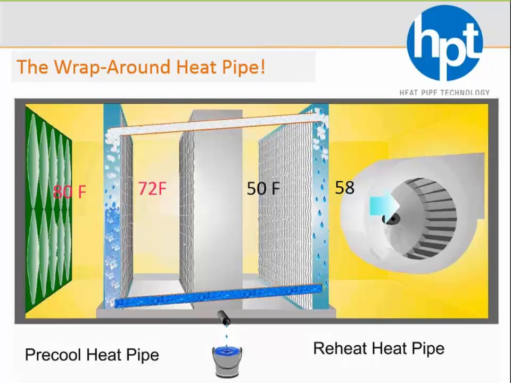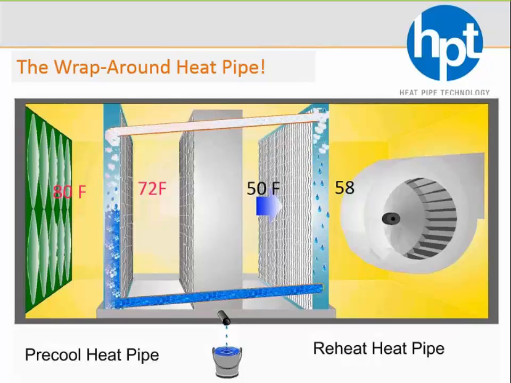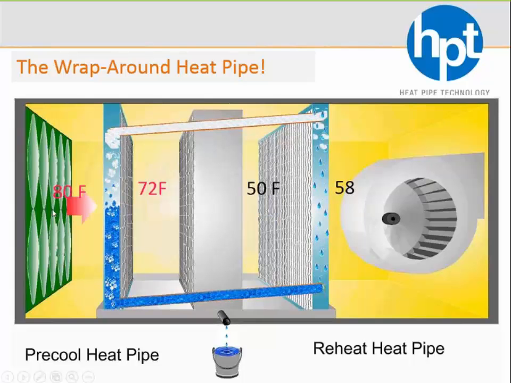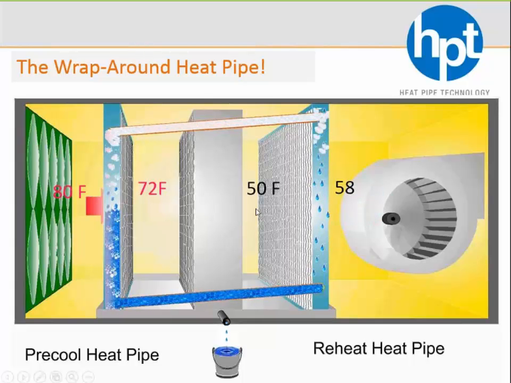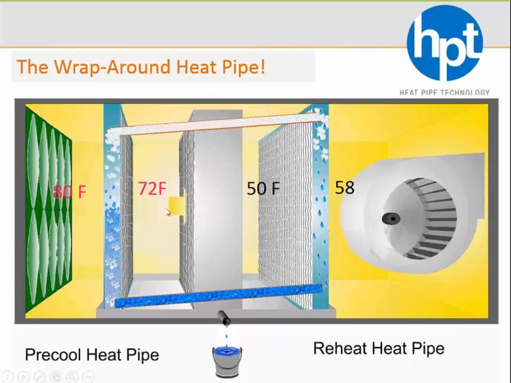So this is a schematic of a simple wraparound heat pipe, taking that same 80-degree outside air example. You're taking that 80-degree air, it's hitting the first heat pipe, which is our pre-cool heat pipe, and that air is being cooled down from 80 degrees to 72. Physically, refrigerant is changing phase, from liquid to vapor, flowing around the cooling coil to the second heat pipe, which is the reheat heat pipe. So instead of your cooling coil seeing 80 degrees, now it's only seeing 72.